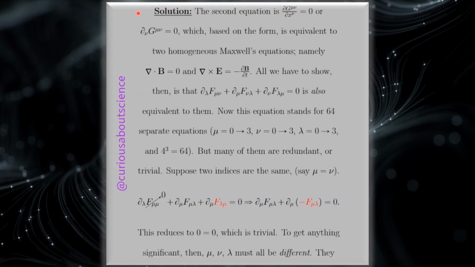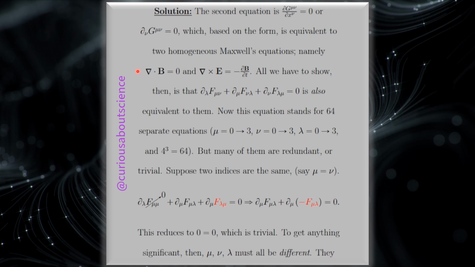All right, so the solution is that the second equation is partial of G^{μν} with respect to x^ν is equal to 0. So if we write that in shorthand, that gives us ∂_ν G^{μν} = 0, which based on the form is equivalent to the two homogeneous Maxwell's equations, namely the divergence of B equals 0 and the curl of E is equal to negative the partial of t of B.